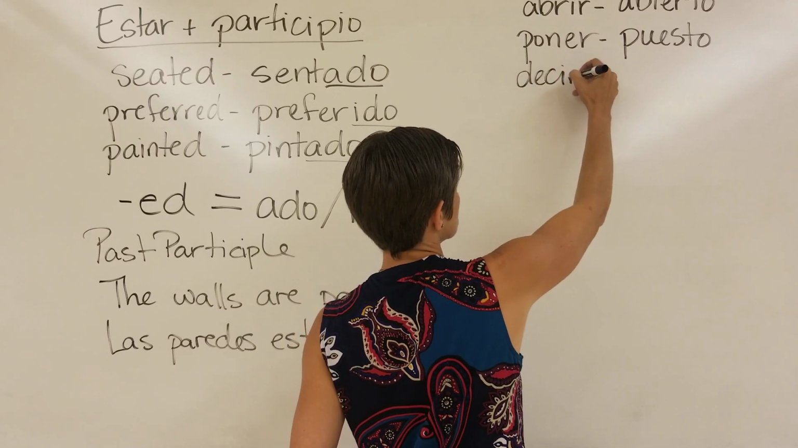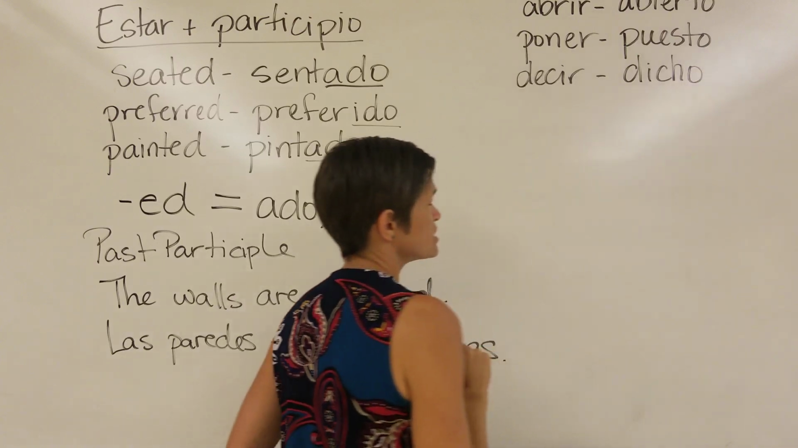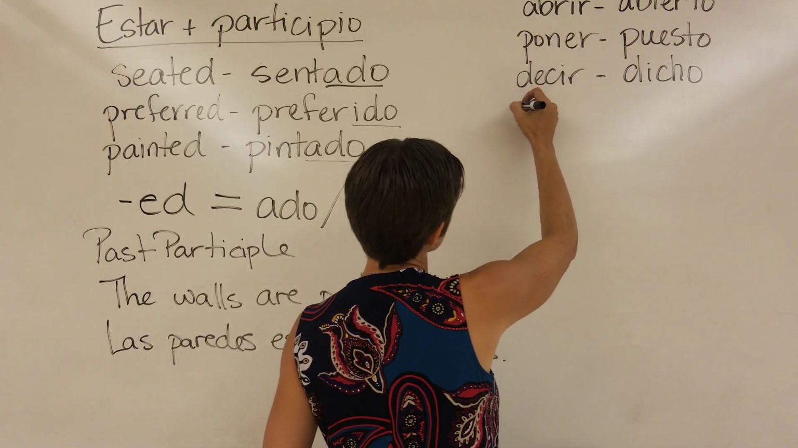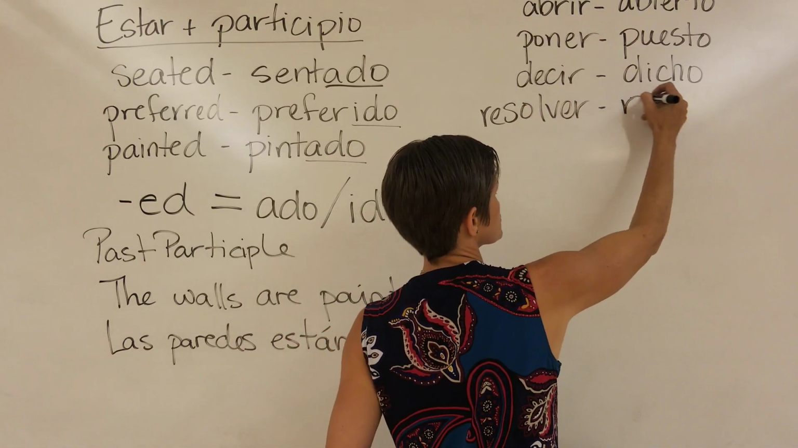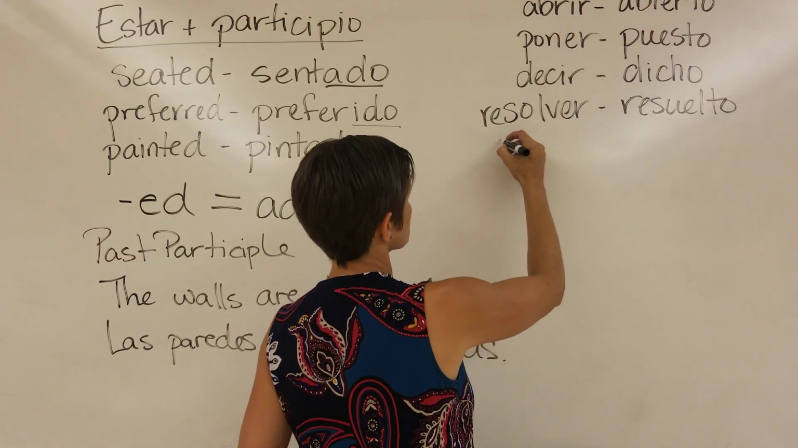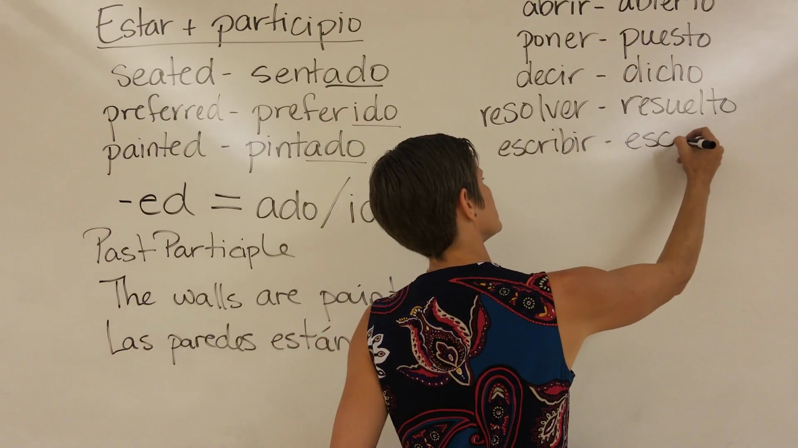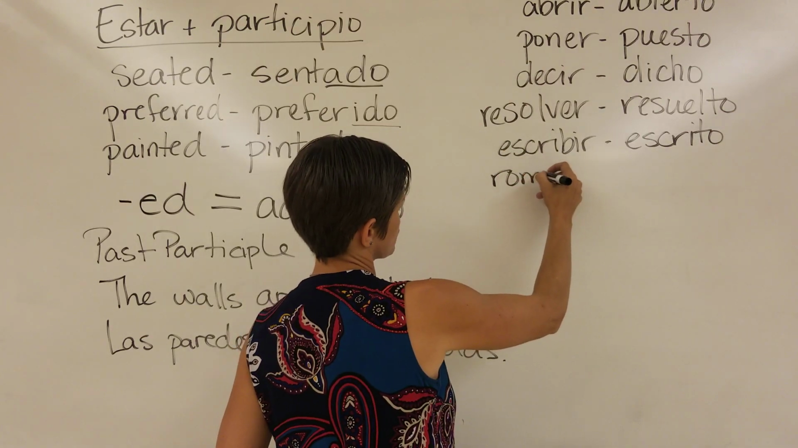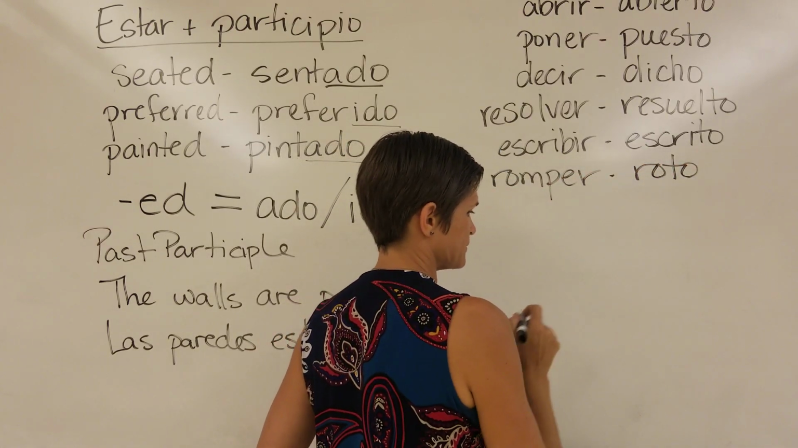Decir is to tell or to say. So the adjective, meaning said or told, is dicho. Please write said or told in parentheses. Resolver, to resolve, is resuelto, resolved. Escribir is to write. The adjective is written. Escrito, written. If romper is to break, the adjective is roto, which means broken.